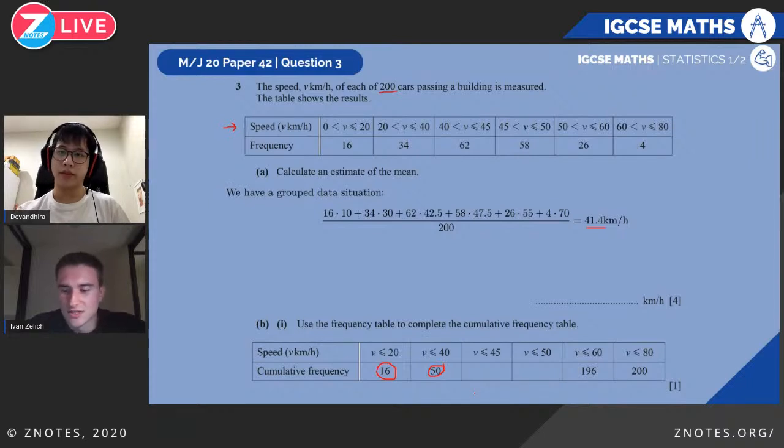And so you can continue like that. In the next instance, we'd go 50 plus 62, the number of speeds between 40 and 45. Similarly, we'll add 58 to get the next value. Or you could have done 196 minus 26 as well, because you know it has to be that way. And that's how you get your cumulative frequency table. Now, using this data, we could draw a graph, which is the next question.